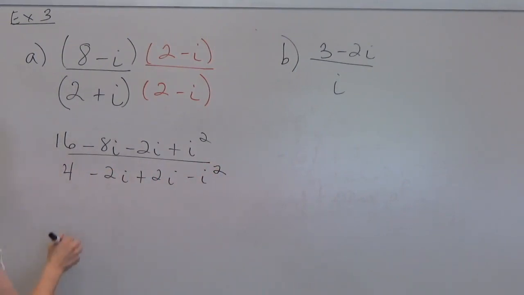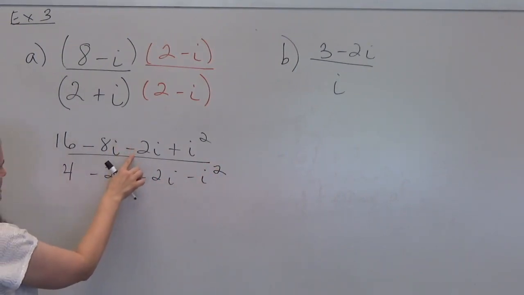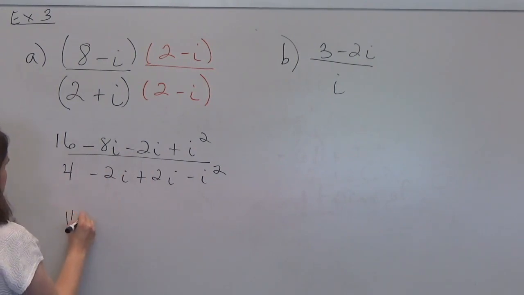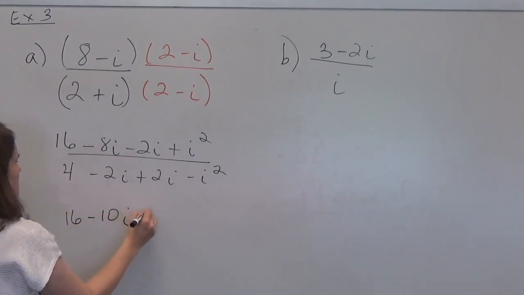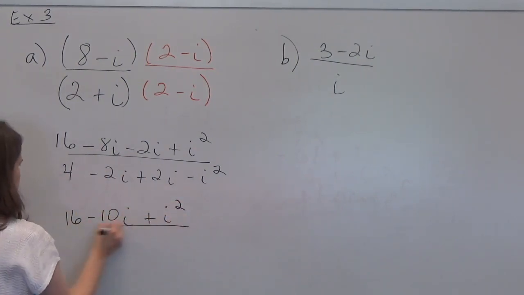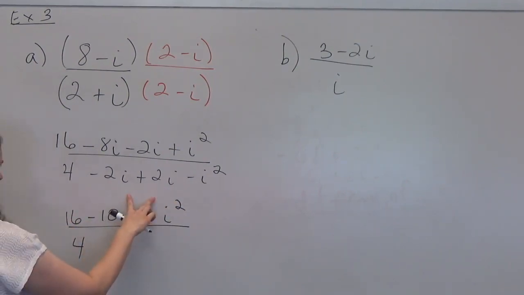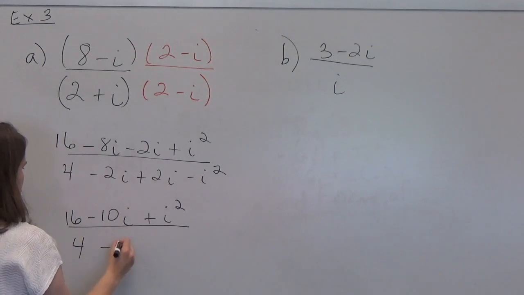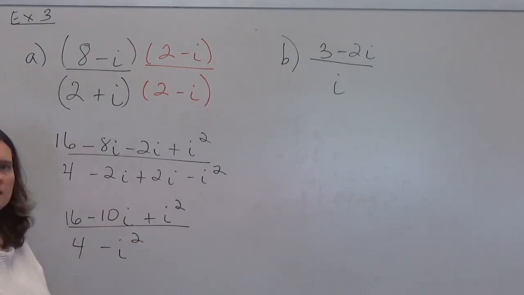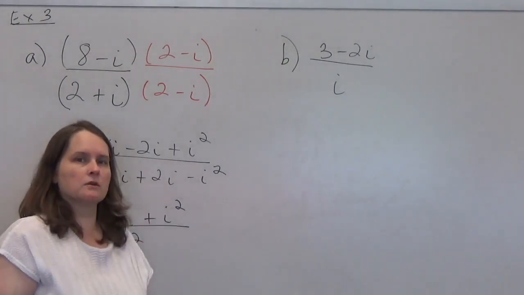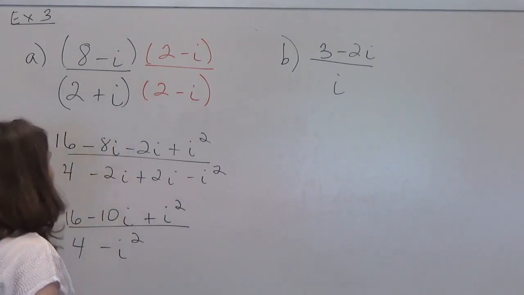In the numerator, I can combine negative 8i and negative 2i, so that gives me 16 minus 10i plus i squared. My denominator, I'll have 4, the 2 i's cancel out, and then it leaves me with minus i squared. Hopefully you remembered that you can replace i squared with negative 1.